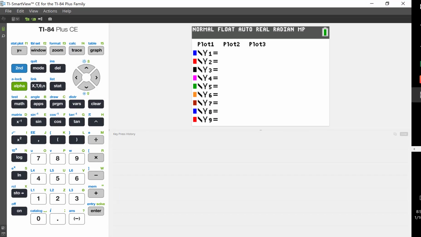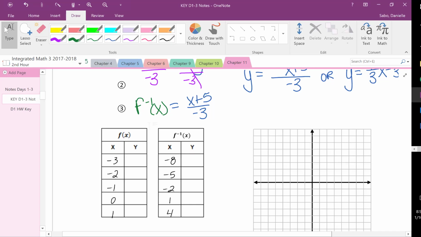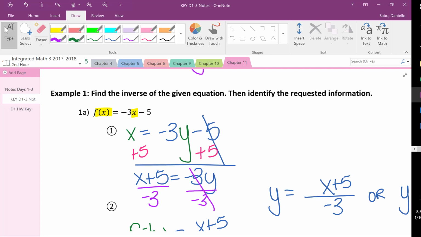Okay, so when you are graphing this, look at your notes first and see what it's asking. The table says f of x. So is that my original or my inverse? Original. So let's plug into the y equals our original function. You want to go to y equals and type in -3x minus 5. Okay, so go to y equals, type that in.